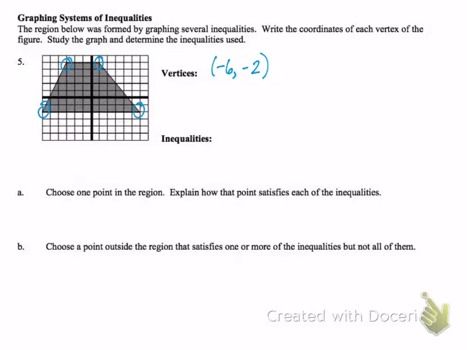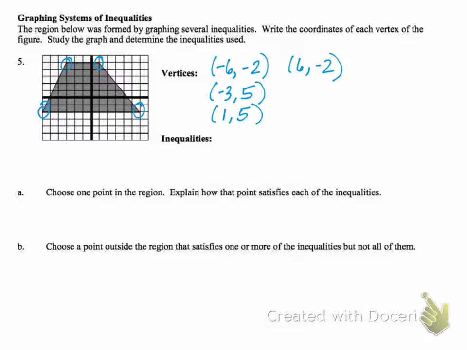And then if I go up, it would be -3, 5. To the right, 1, 5. And then the bottom right would be at 6, -2. So identifying vertices, those are your corner points. Those are the edges, or the points where the inside is the shaded region.